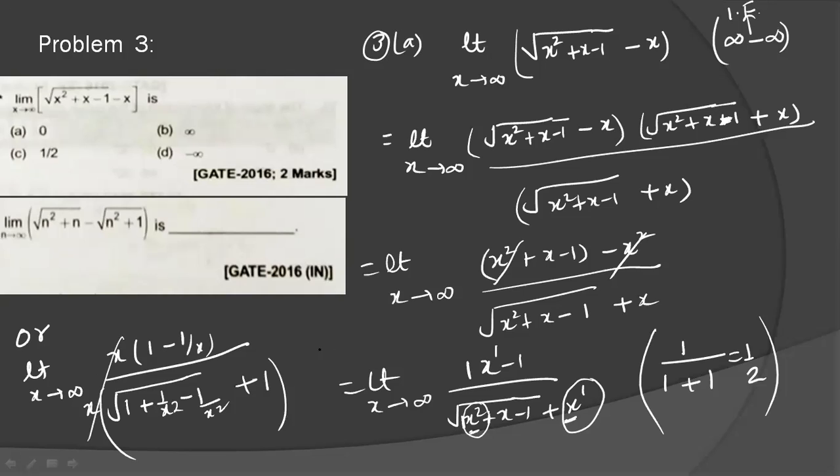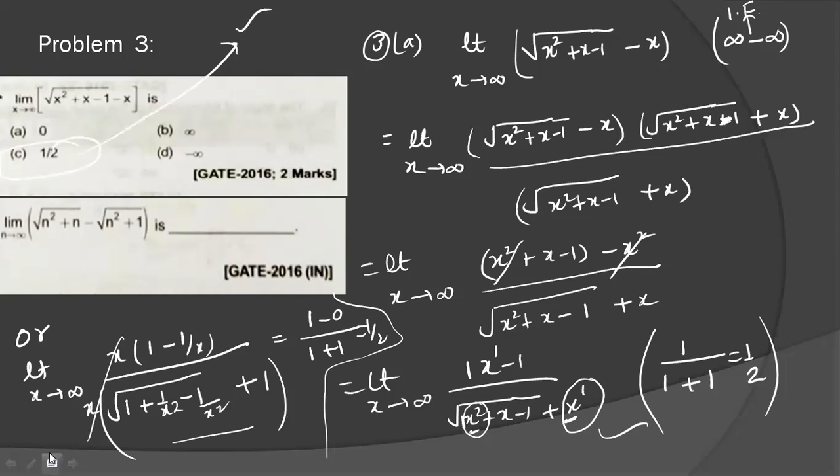Now x is cancelled out. If you apply x equal to infinity, you will get (1 minus 0) upon (1 plus 1). So the limit will be 1 by 2. You can use the result I have discussed previously, or you can use this concept also. So the answer is 1 by 2. This is the correct answer. 1 by 2 is the correct answer.